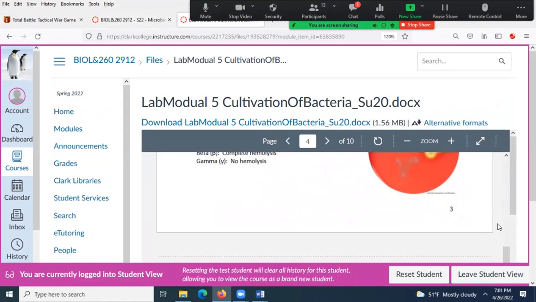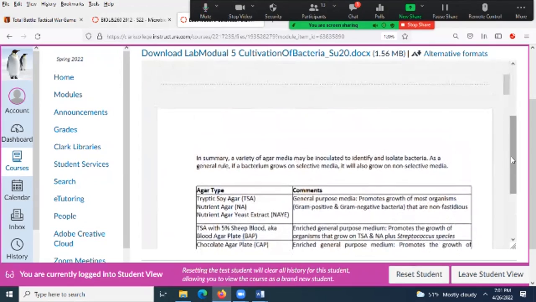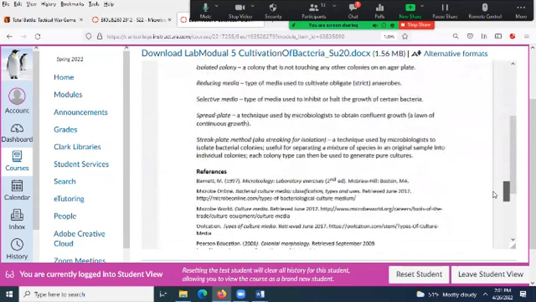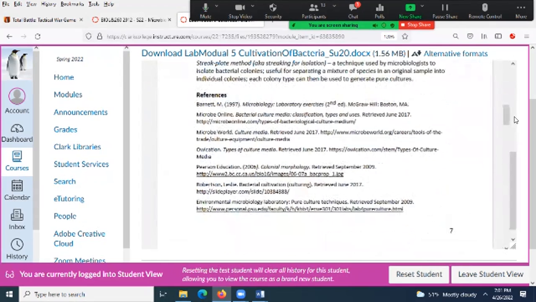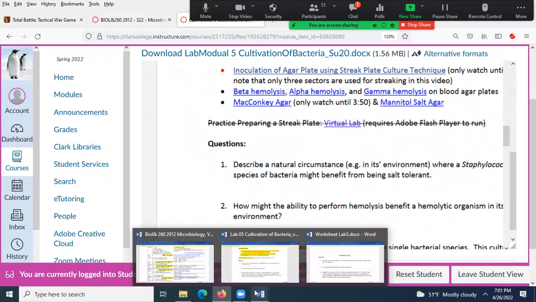If it's crossed off, that means you need Flash to run it, and Flash is no longer running because they've turned it down, stopped working it, and we haven't found another virtual lab. Yeah, it's crossed out. All right, so then after that, do the worksheet.